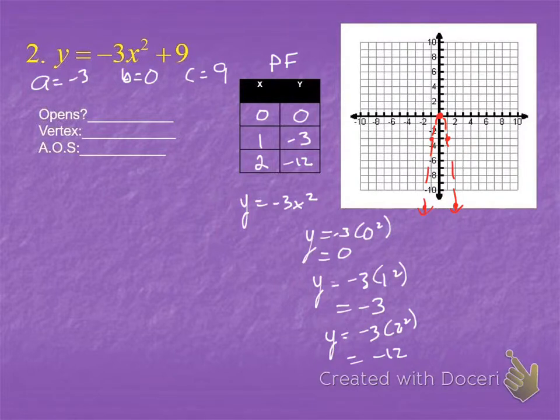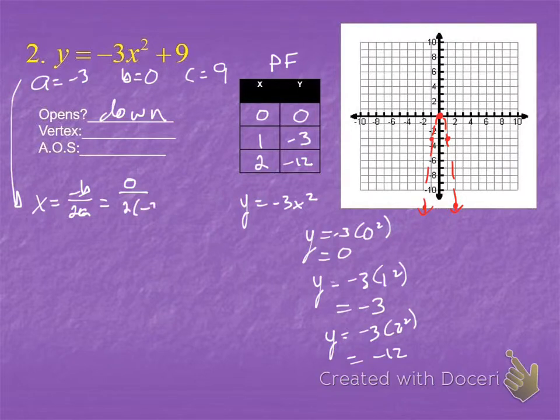But in order to do that, we've got to take a look at this over here. This function is going to open down because a is negative. Where is the vertex? That's where we come down here and we do opposite b over 2a. The opposite of b, the opposite of 0 is just 0, and then 2 times negative 3. So we get 0 over negative 6, which is just 0. So the vertex of our actual function is 0.